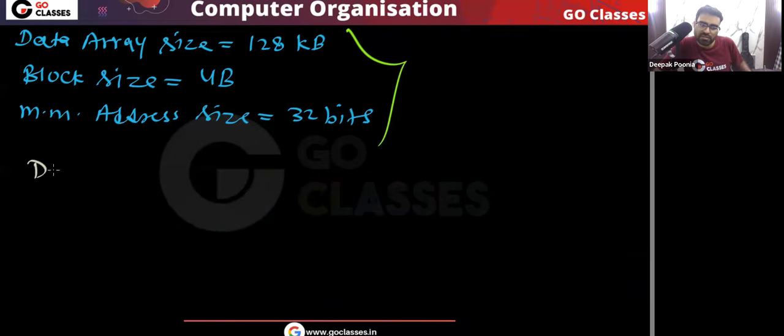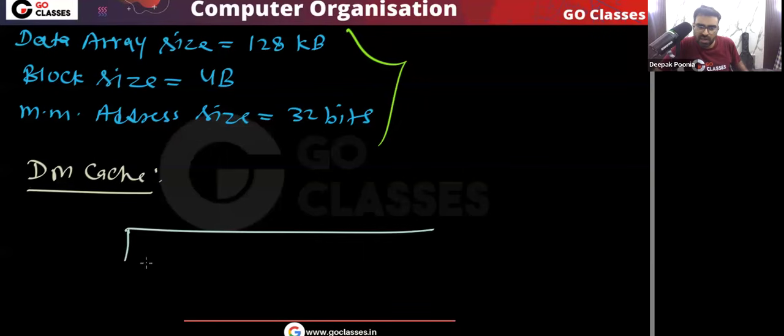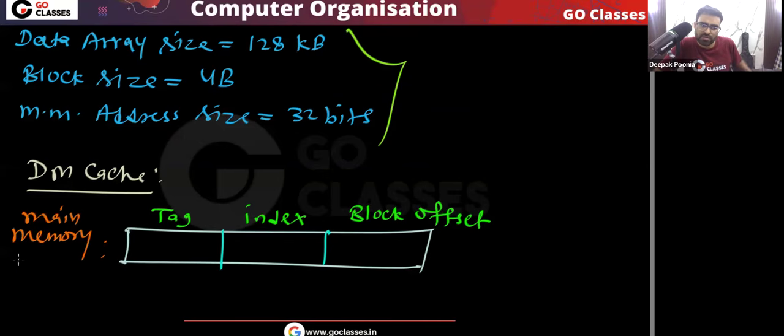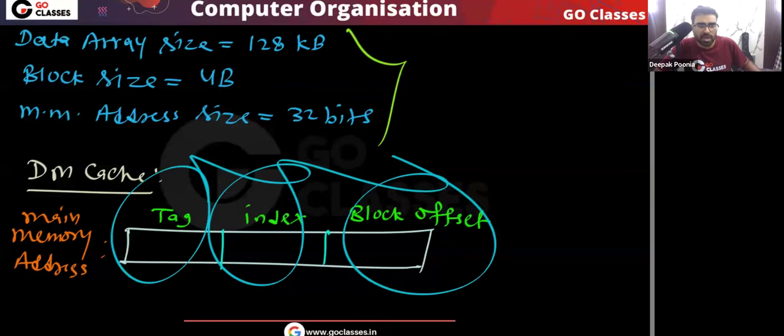We have a direct mapped cache. In a direct mapped cache, how can we divide the physical address? We can divide the physical address into three parts: the tag field, the index field, and the block offset. So this is the main memory address division. The main memory address size is 32 bits, and we can divide that into three fields: tag, index, and block offset.